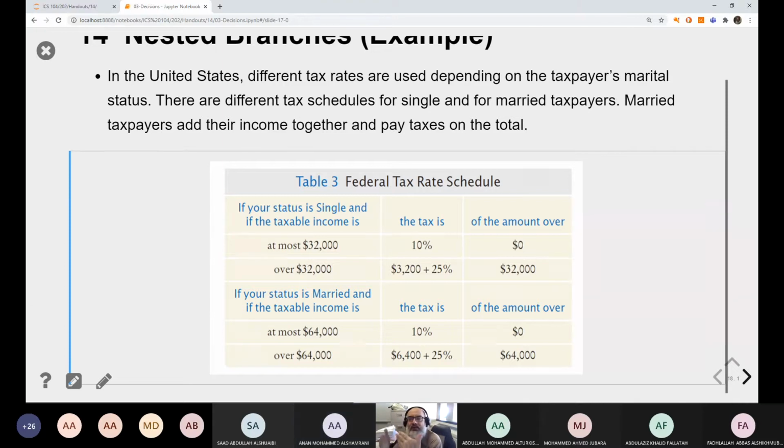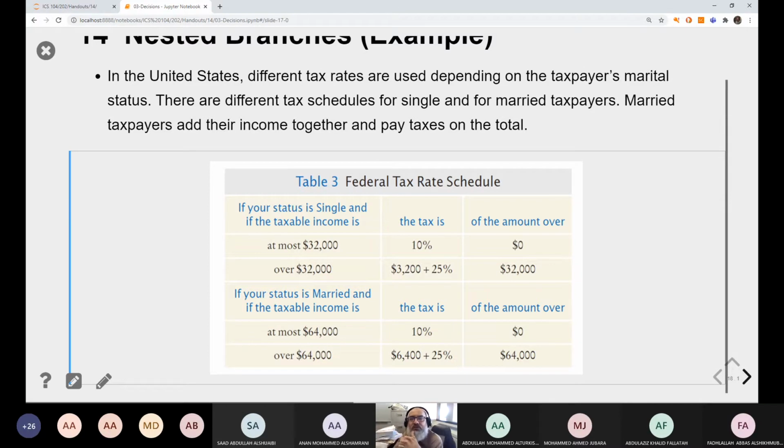So we have basically two types of conditions. One condition is whether you are married or not married, and the other condition is whether you make less than or equal to 32,000, greater than 32,000, less than or equal to 64,000, or greater than 64,000. Right. Now let me ask the next question.